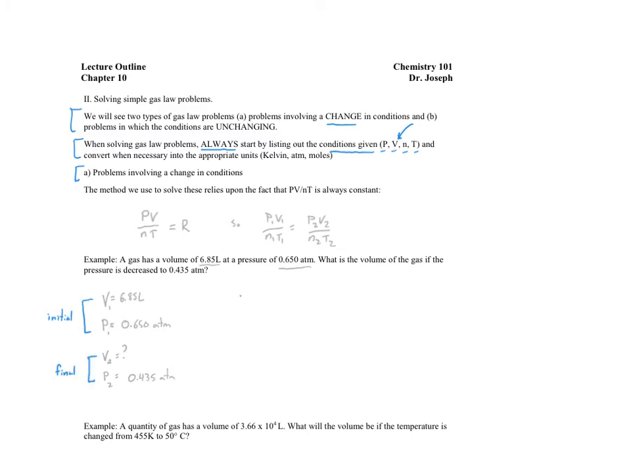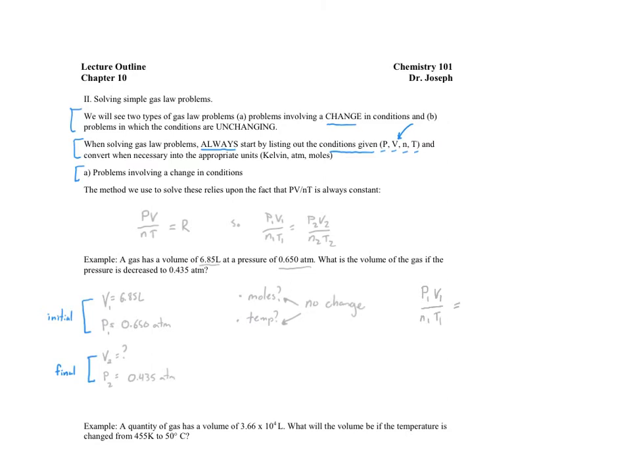Now, what about the moles and the temperature? Notice that neither one of these two values is mentioned here. Moles and temperature are not mentioned. That means they are not changing. So we are not increasing or decreasing the number of moles, and we're not changing the temperature. That's important. It helps us get to a quick solution for V2.